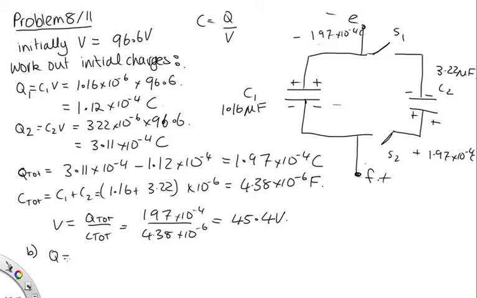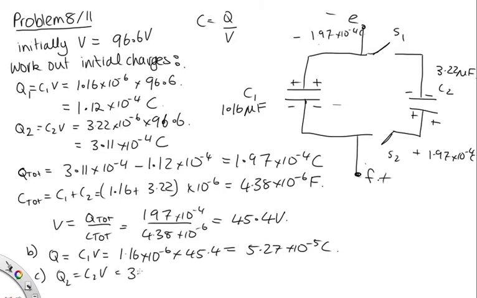So Q1 is equal to C1V, so that is equal to 1.16 times 10 to the minus 6 times 45.4, and solving that we get 5.27 times 10 to the minus 5 coulombs. We now need to get the charge on capacitor 2, so we can either subtract this one from the total charge, 1.97 times 10 to the minus 4, or we can just solve this equation for C2. Either way, we get 1.46 times 10 to the minus 4 coulombs.